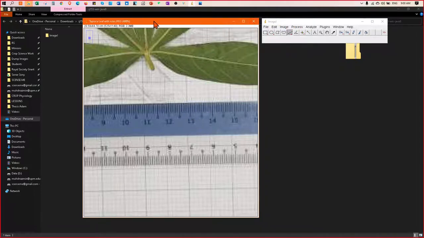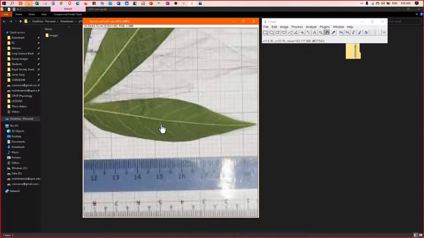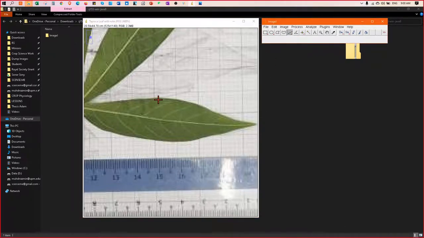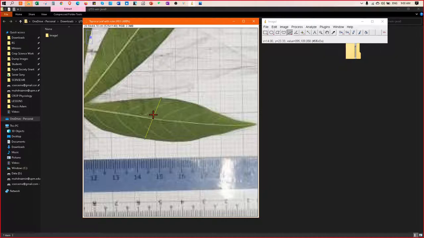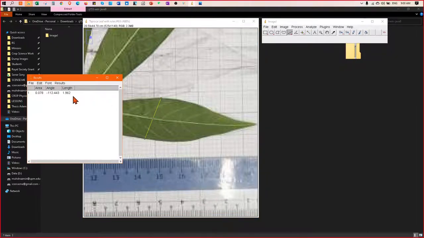All right, so when that happens, ImageJ now knows the pixel distance relative to the actual real measurement. So if we take the straight line again using this leaf, use the hand to move it. For example, I want to know the width of this leaf. I just use the straight line and go across it. To get the measurements, you need to press M. M equals measurements. Okay, press M. So this is the length. The length is actually 1.96 centimeters.